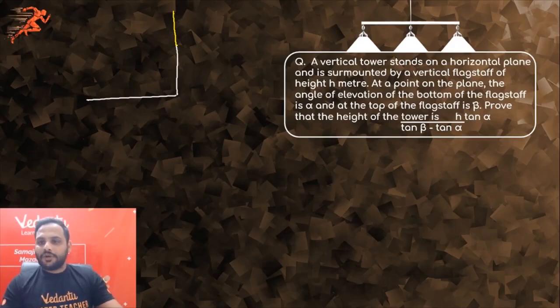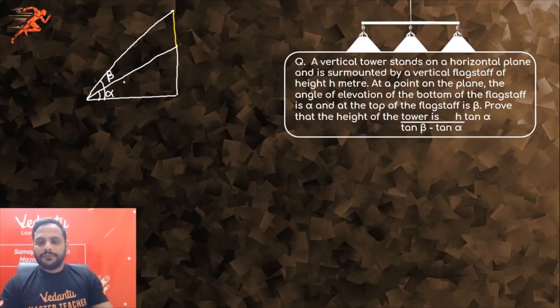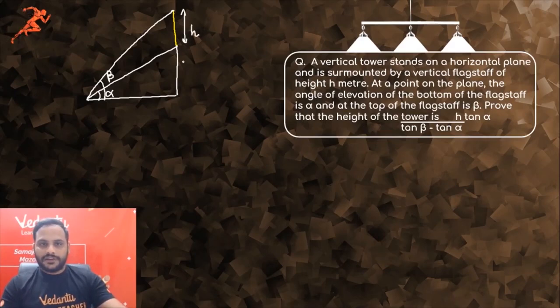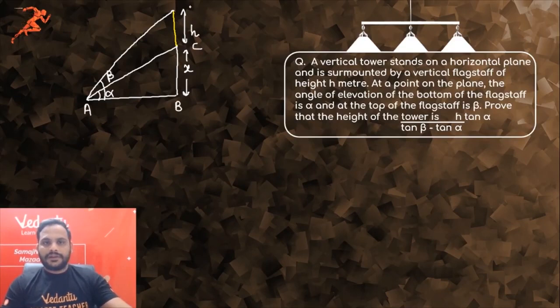The angle of elevation of the bottom of the flagstaff is alpha, and at the top of the flagstaff is beta. So this complete angle is beta. All right, prove that the height of the tower, this height is given as small h, height of the flagstaff, height of the tower, that means this x, we need to find out. Let's say it is A, B, C and D. So I need to find out the value of x in terms of h, tan alpha, tan beta and all that.